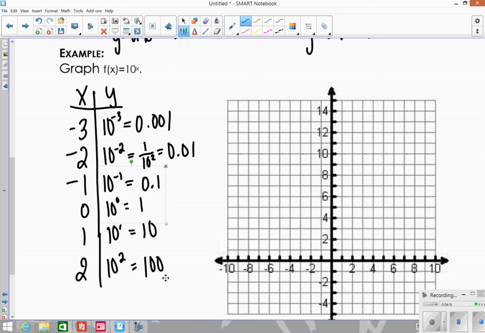So when I go to plot these points, -3, I mean, these are going to be so close to 0 that you're not going to really be able to see much of a difference.